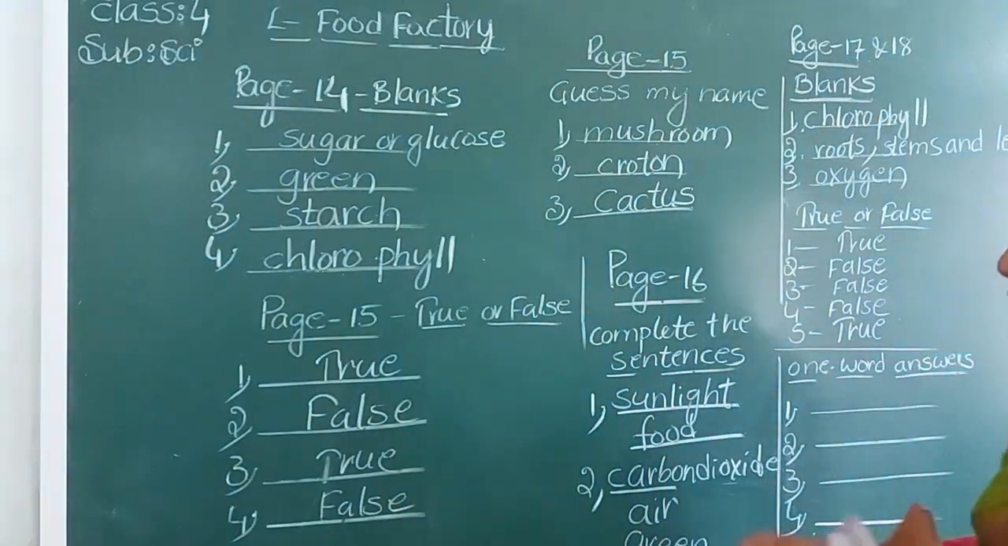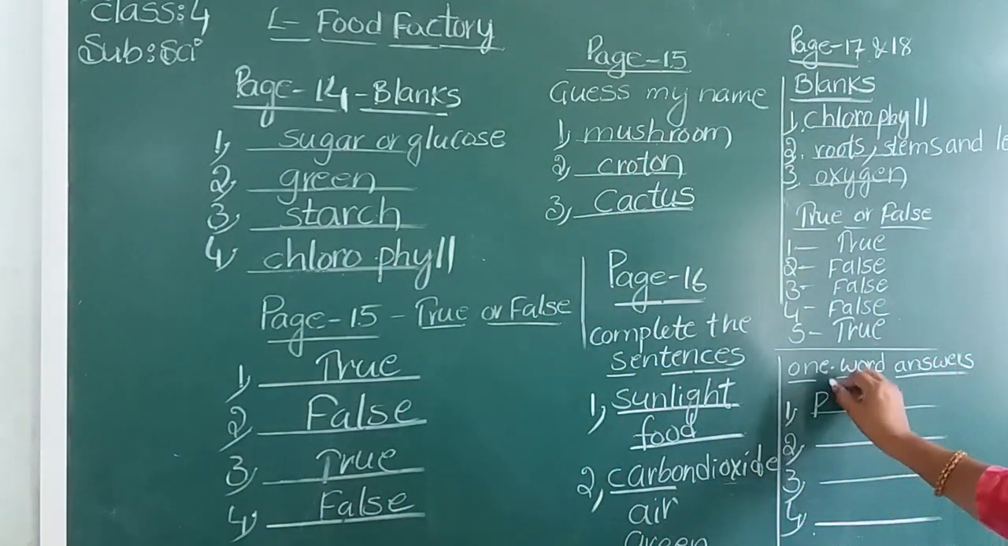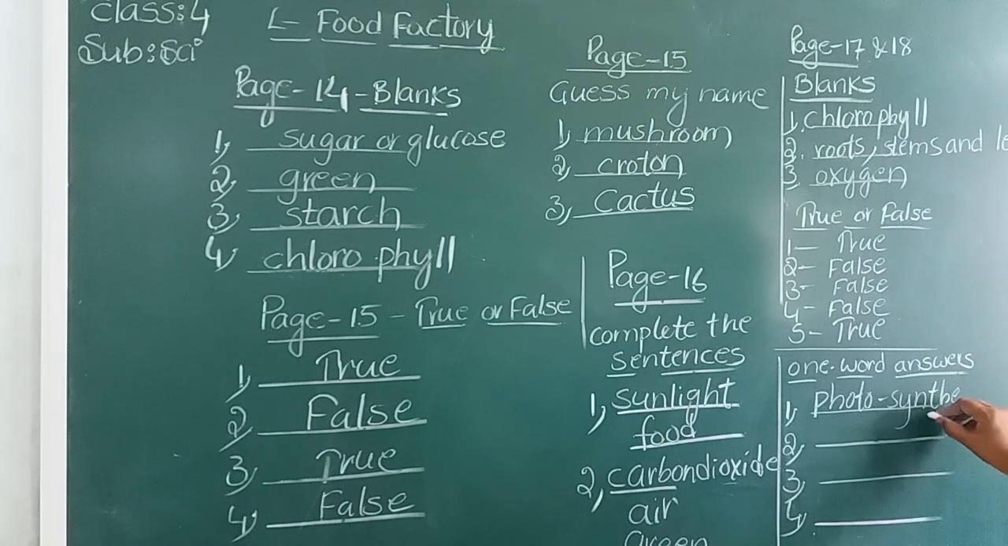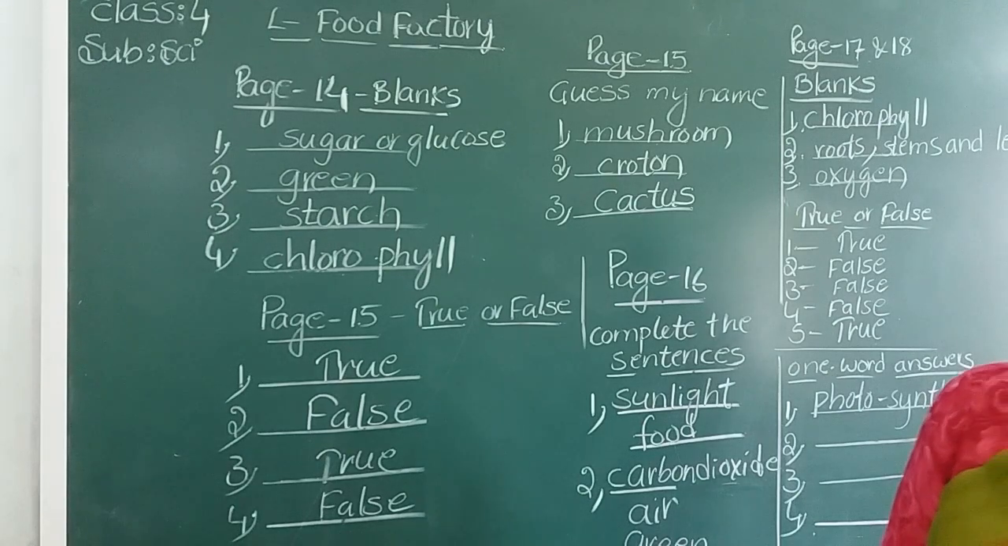Photosynthesis. Photo means light. Synthesis means to combine or put together. Photosynthesis, the spelling is very hard. You have to write very carefully. Don't make any spelling mistake. Photosynthesis. Now next question.